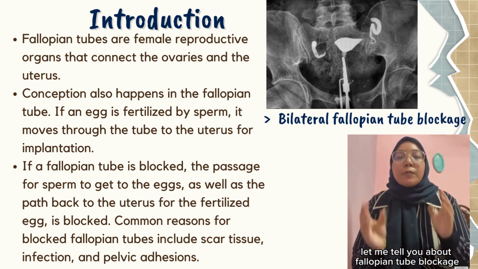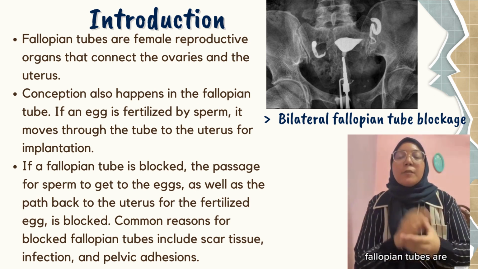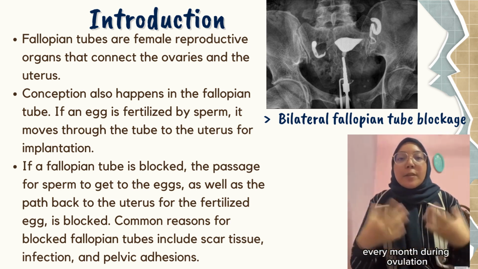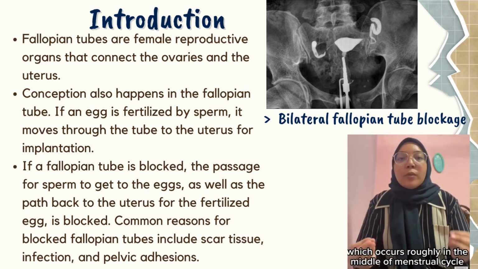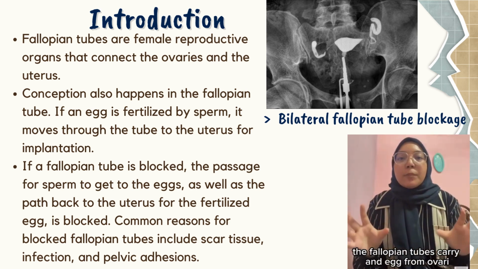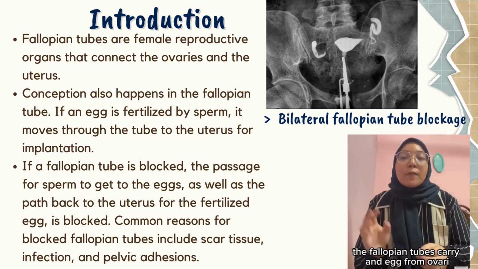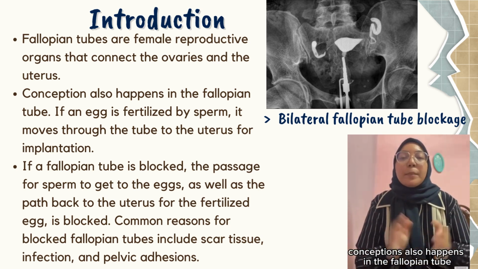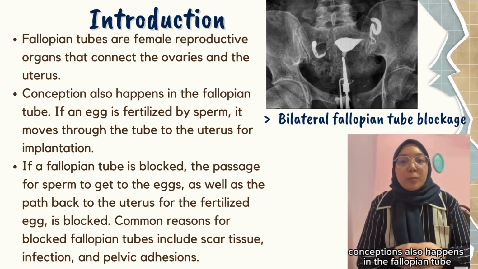Let me tell you about fallopian tube blockage. Fallopian tubes are female reproductive organs that connect the ovaries and uterus. Every month during ovulation, which occurs roughly in the middle of the menstrual cycle, the fallopian tubes carry an egg from the ovary to the uterus. Conception also happens in the fallopian tube.